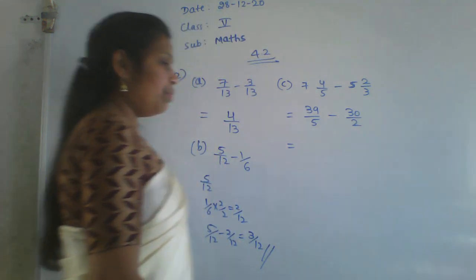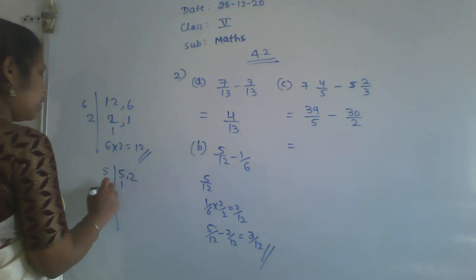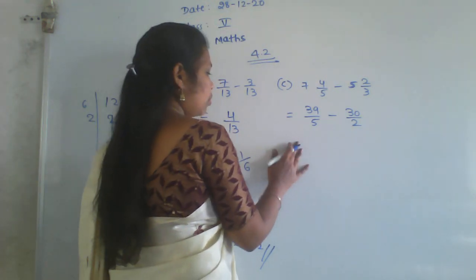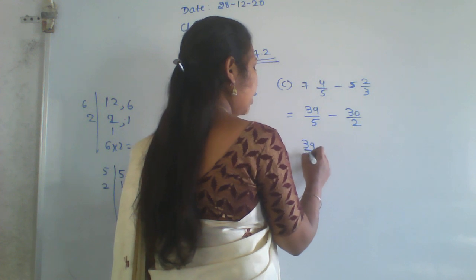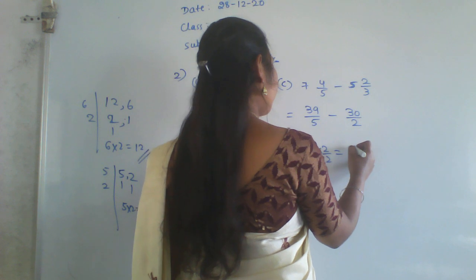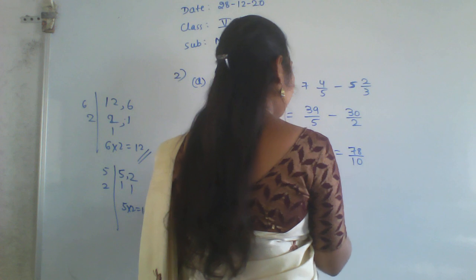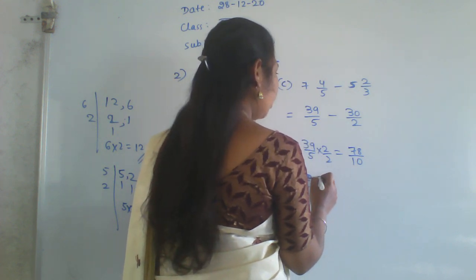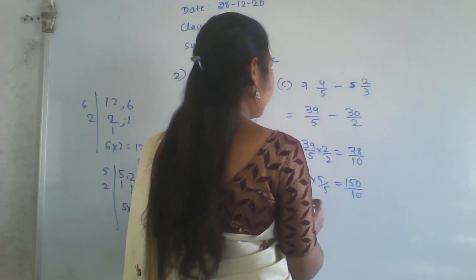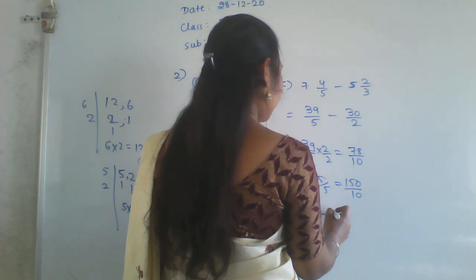Now take the LCM of 5 and 2. 5 ones are 5 and 2 ones are 2. So 5 into 2 is 10. 10 is the LCM. Now 35 by 9 into 2, and here it is 30 by 2 into 5 by 5. Now subtract these two values.